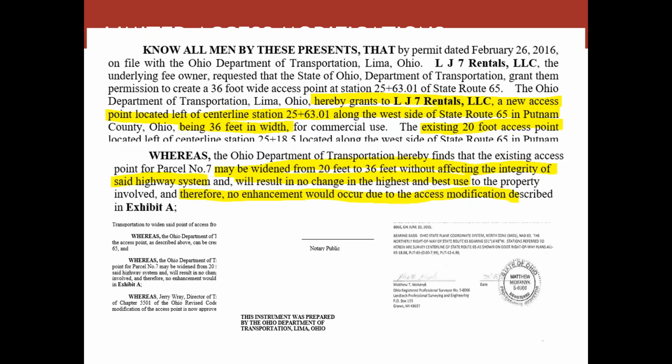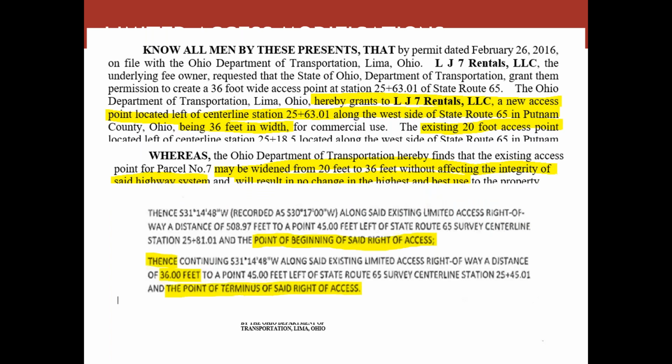Here we see ODOT reviewed the application and agreed it can be moved and widened without impacting the integrity of the roadway. Here too, you can see that the district did a highest and best use analysis and determined there would be no enhancement value charged. Of course, if there was an enhancement value, it would be identified here. And finally, this is an excerpt from the legal description. After all the calls and distances, you get to the point of beginning. The access grant calls for a 36-foot distance down the right-of-way to show the extent of the access grant.